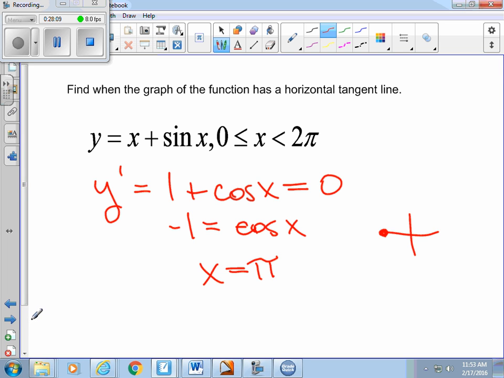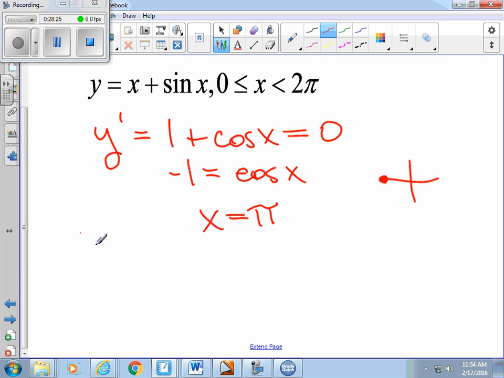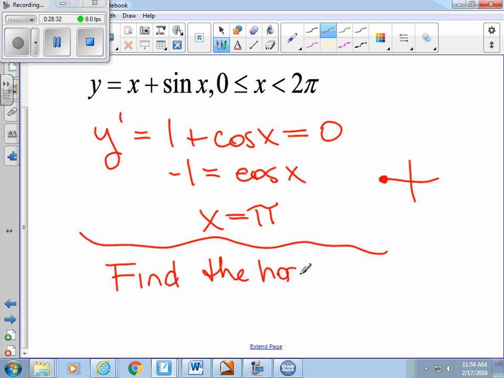Any questions about that one? Now, quick question. It says find when the graph has a horizontal tangent line, right? Another question AP sometimes asks is find the horizontal tangent line. Just a mental note, this is when there's a horizontal tangent. How would you find what it is?